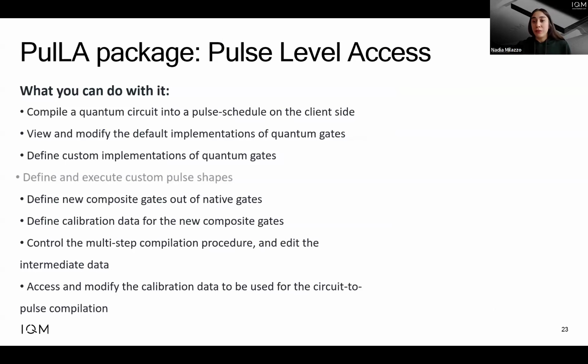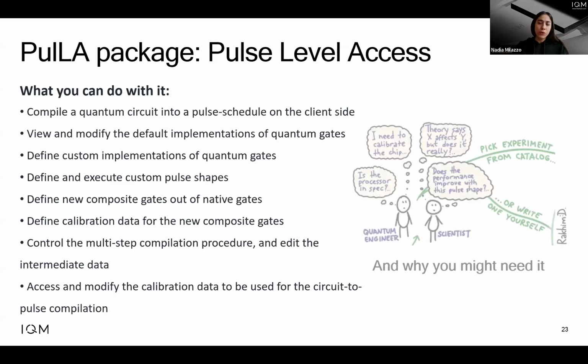You can also define and execute custom pulse shapes. As I told you before, this envelope shape is actually playing a role into the translation of the pulse into this rotation. So this is also an important part. And then another thing we will see towards the end is that you can actually access and modify the calibration data that are used for your circuit execution.